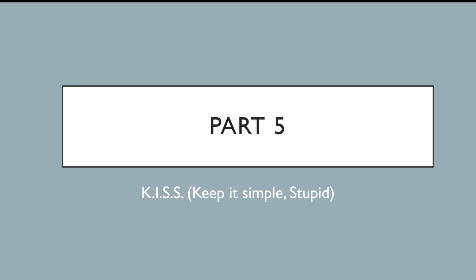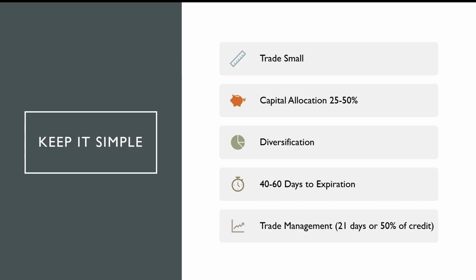This is going to be part 5, and it's going to be using the KISS method, the keep it simple stupid method. So we're going to try to keep it simple so that we can follow this strategy.